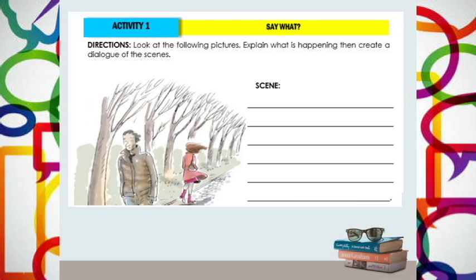For your activity, the title is Says What? Directions. Look at the following picture. Explain what is happening, then create dialogues out of the given scene. The scene will be like this.